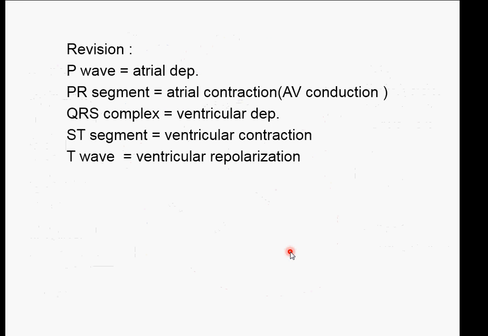Now, a small revision about the ECG. At first, we have the P wave, which is the depolarization of the atrium, and then the PR segment, which is the atrial contraction. At the same time, we have the AV conduction, meaning the electrical potential is going from the SA node to the AV node, and you have the delay. Then I have the QRS complex, when we have ventricular depolarization, the ST segment, which is the ventricular contraction, and then the T wave, when we have repolarization and the end of the action potential of the ventricles.